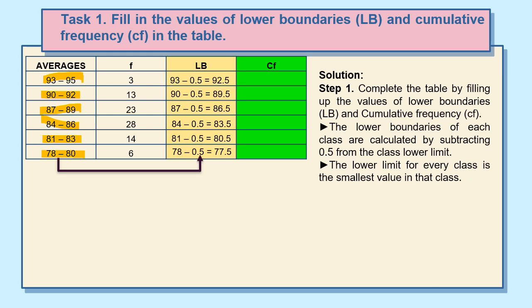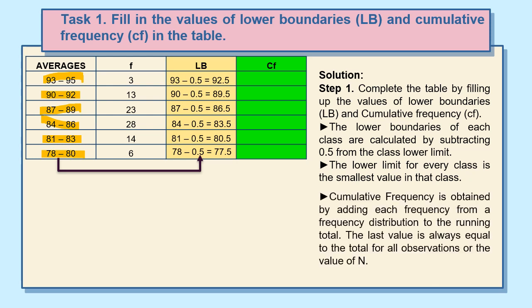And now let us find the cumulative frequency. Cumulative frequency is obtained by adding each frequency from a frequency distribution to the running total. The last value is always equal to the total for all observations, or the value of n. Okay, now let us use the given data. So we will begin with the frequency 6.